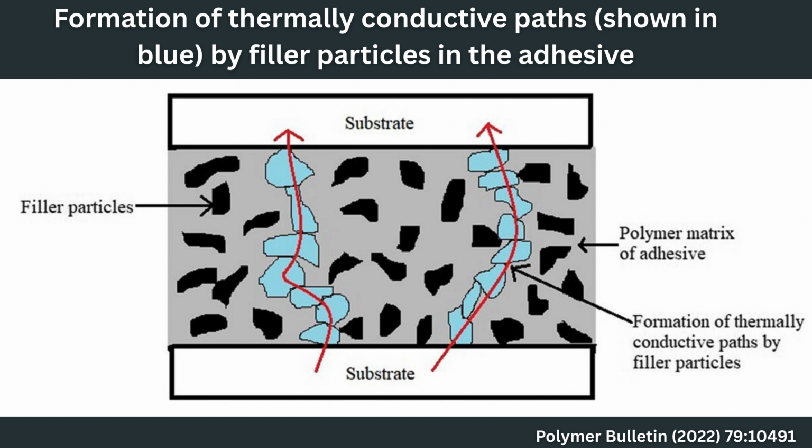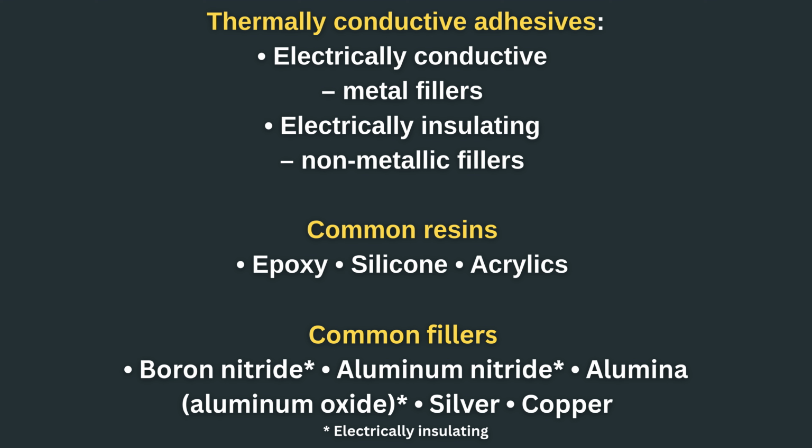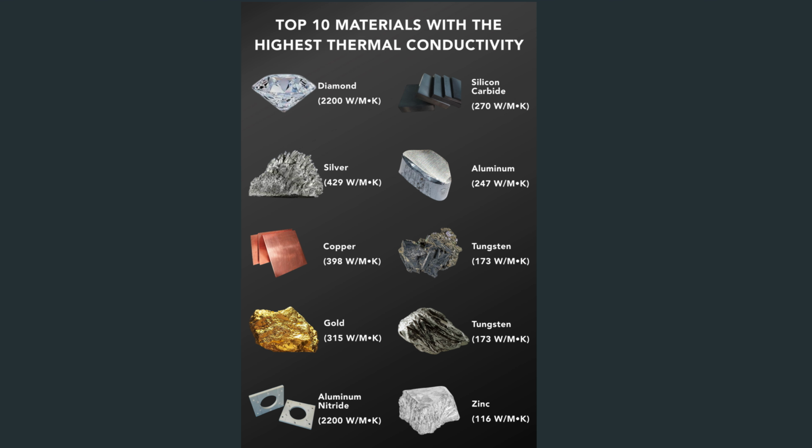However, most polymeric materials used as adhesive matrices, such as epoxies, silicones, polyurethanes, and acrylics, possess inherently low thermal conductivity, typically in the range of 0.1 to 0.3 watts per meter per Kelvin. While these polymers provide desirable mechanical strength, adhesion, and processability, they are insufficient for removing the heat generated in high-power electronic devices. To overcome this limitation, thermally conductive fillers are incorporated into the polymer matrix to enhance heat transfer.